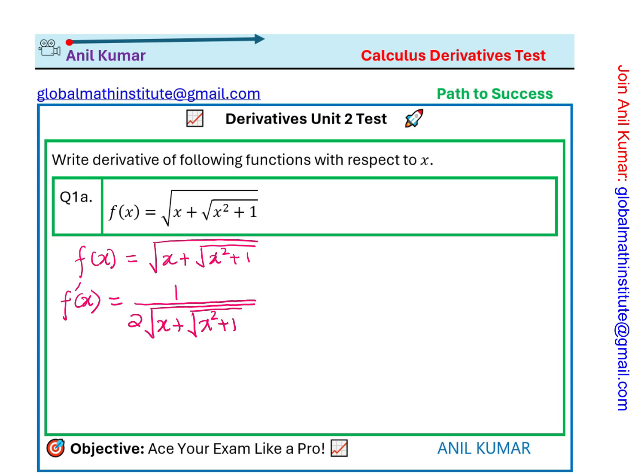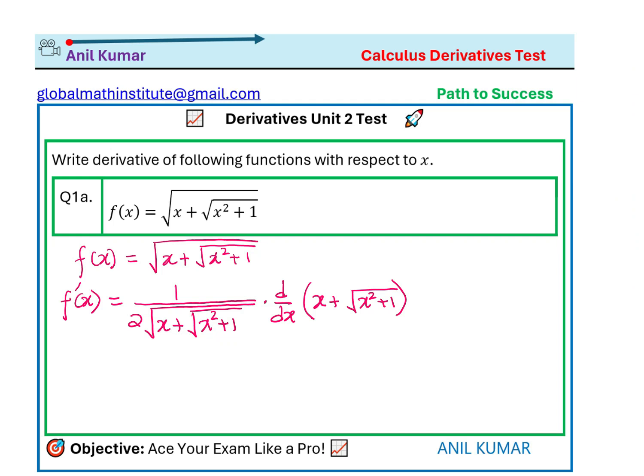Now, we have to multiply this with the derivative of the inside function. The inside function for us is x plus square root of x squared plus 1. Make sense? That is the inside function, right? So these are the critical steps involved. I've skipped one or two right there in the beginning, since I hope you know all that. Correct. So it is 1 over 2 square root of x plus square root of x squared plus 1.